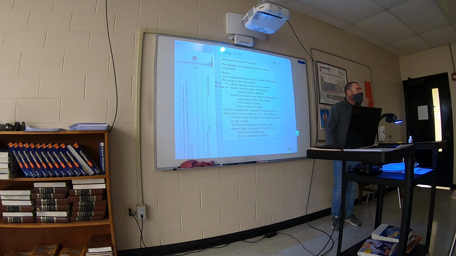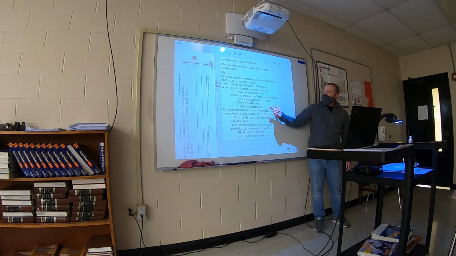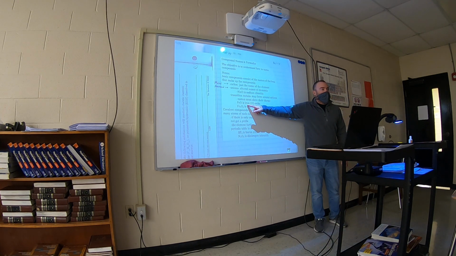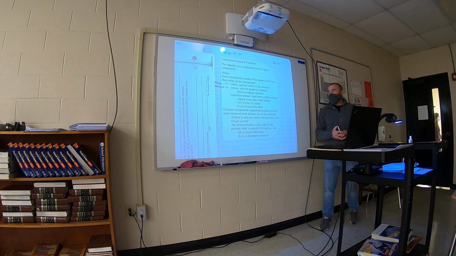Because iron can have a +2 charge, it can also have a +3 charge. So we name it the same way, iron, but we put a Roman numeral after the iron to represent what the charge is. So iron(II) oxide, and this one here would be iron(III) oxide. If it's not a transition metal, we're not going to put Roman numerals. It's incorrect to do that, okay? So you only put Roman numerals on transition metals.